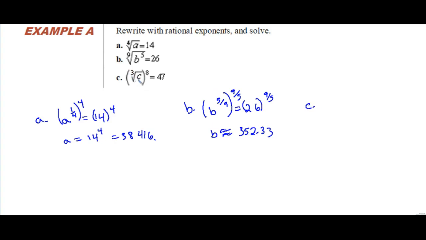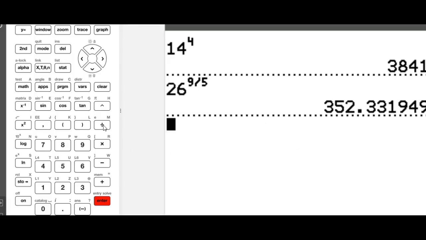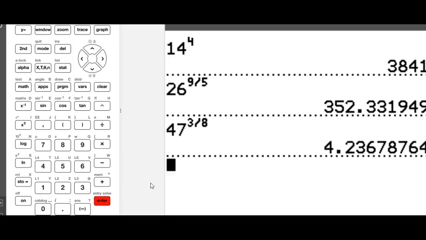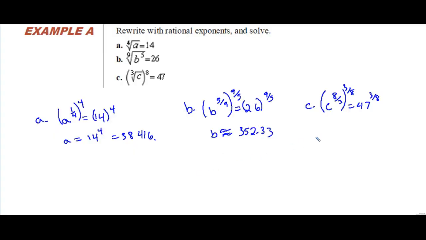The third root of c to the 8th power is equal to 47. So let's rewrite this with rational exponents. We can say this is c to the 8/3 power equals 47. And then how do we get rid of 8/3? Well, if we multiply by the reciprocal, it'll give us 1, so we take 47 to the 3/8 power. So let's take 47 to the 3 divided by 8 power, and you get 4.24. Okay, so c is about 4.24. So there is example A.